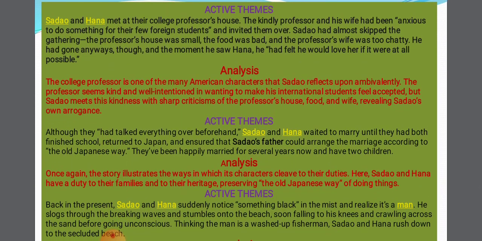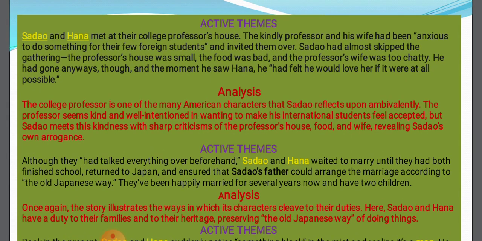Next we'll see the next part of the story. Now, Sadao and Hana. After talking about his childhood, next he went to America, and we'll see that there he met Hana. Sadao and Hana met at their college professor's house. The kindly professor and his wife had been anxious to do something for their new foreign students and invited them over. Sadao had almost skipped the gathering. The professor's house was small, the food was bad, and the professor's wife was too chatty, talked too much.